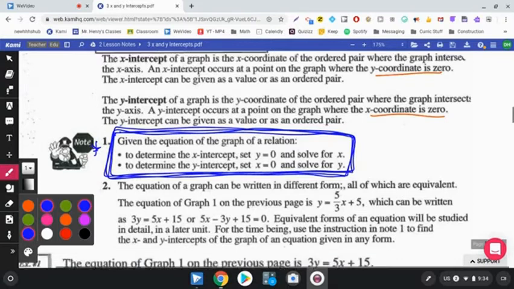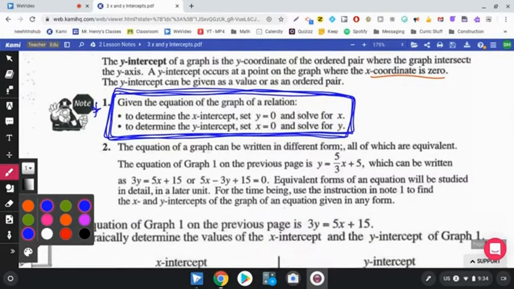Okay? Number 2 says the equation of a graph can be written in different forms, all of which are equivalent. So it says, here's y equals 5/3 x plus 5. That's the first graph we actually looked at. Okay, that was the straight line. It could also be written like this: 3y equals 5x plus 15, or 5x minus 3y plus 15 equals 0.